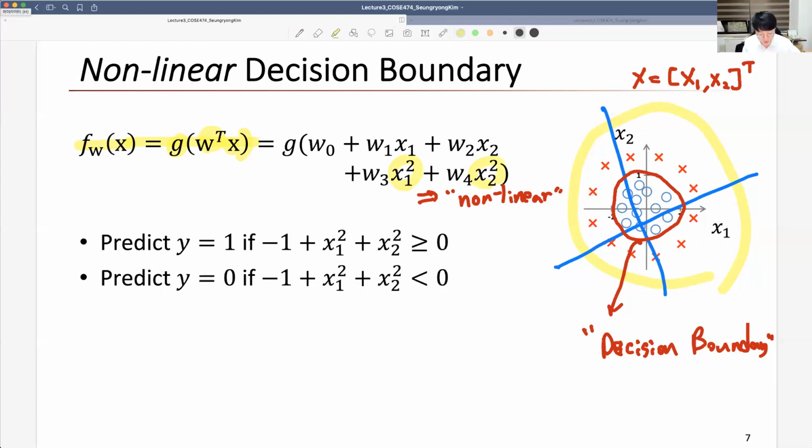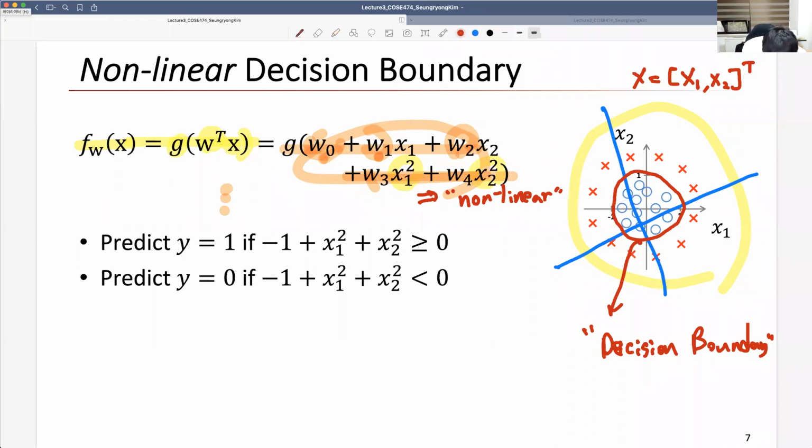Then we can redefine our mapping function as this one, right? In other words, we can use this nonlinear mapping function to define our classification problem. Then, by using the sum method, we can find out these parameters W0, W1, W2, W3, W4, right?